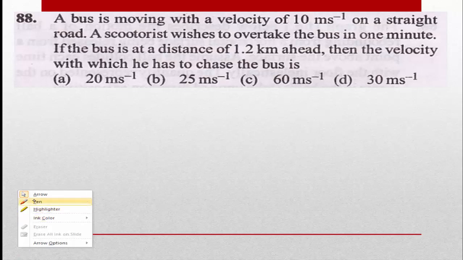And then question number 88. A bus is moving with a velocity of 10 meter per second on a straight road. A scooterist wishes to overtake the bus in 1 minute. If the bus is at a distance of 1.2 km ahead, then the velocity with which he has to chase the bus.